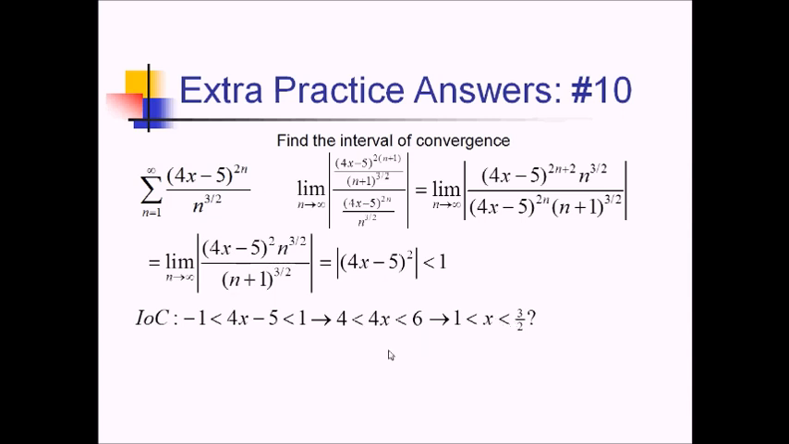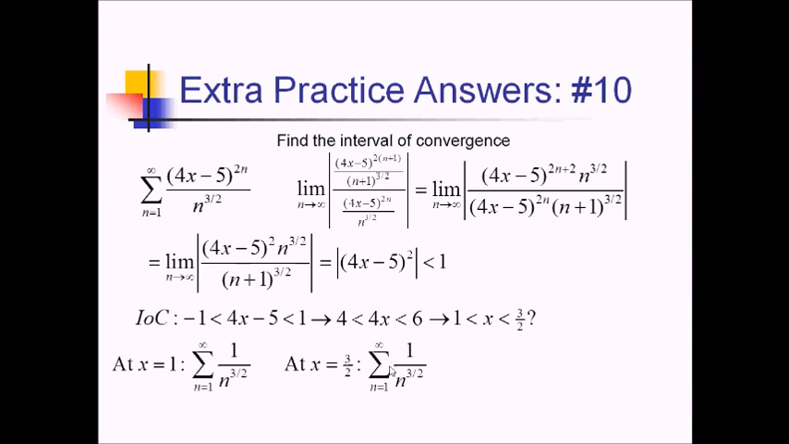So if we have an x value of 1 half, let's see what that does to our series. That's going to give us, let's see, 4 times 1 half minus 5 is really negative 1, but we're raising it to an even power. So this is really just 1 over n to the 3 halves when all is said and done. And this is going to be a p-series with p greater than 1, so that's going to converge. But let's quickly look at my other endpoint, 3 halves. So 4 times that would give me 6 minus 5, which is 1, so again 1 over n to the 3 halves.